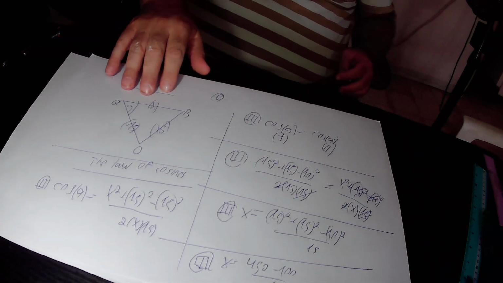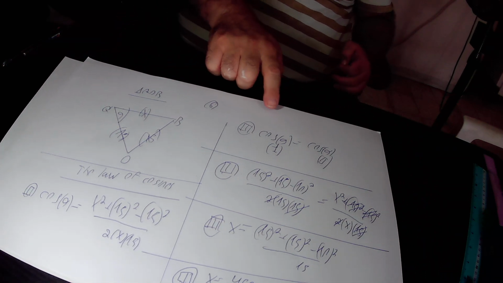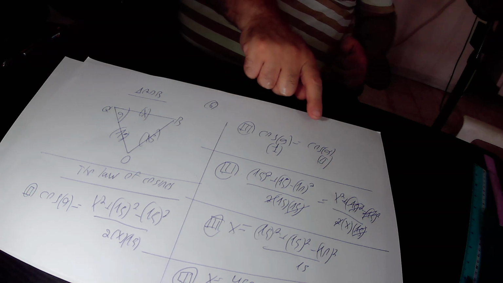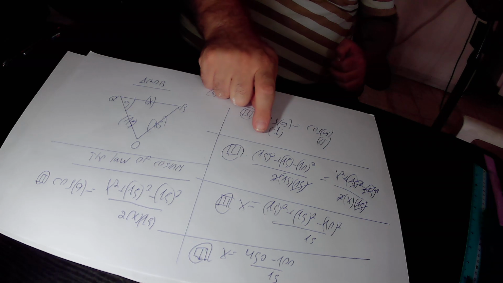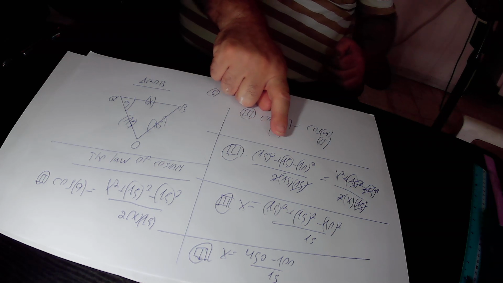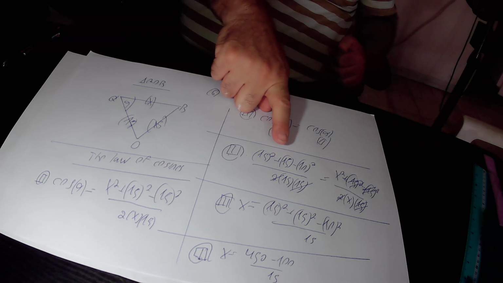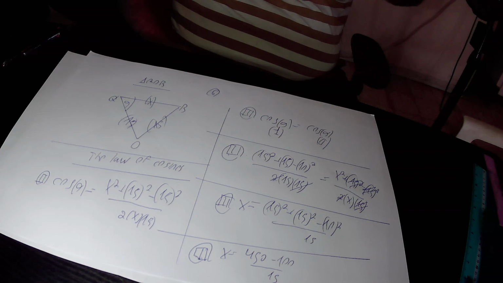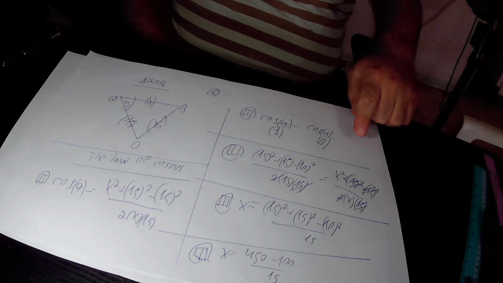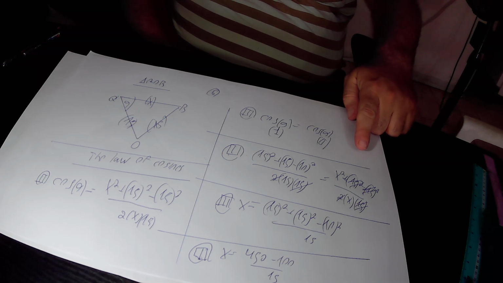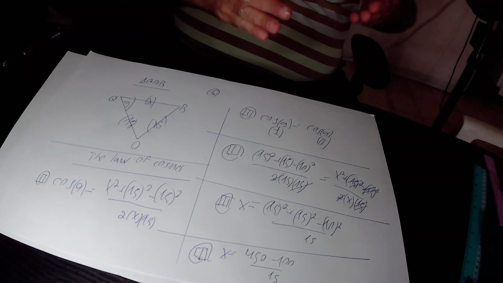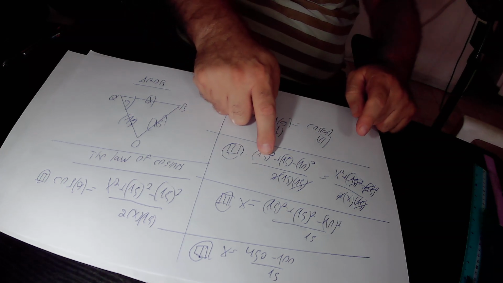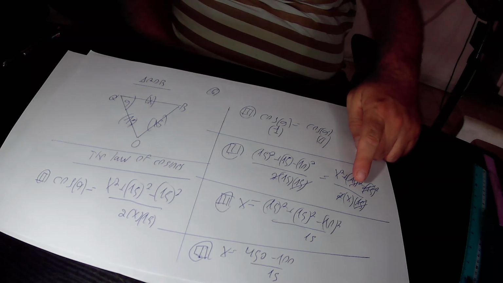In the next step, we created equation 3, which states that cosine alpha according to equation 1 must be equal to cosine alpha according to equation 2. Cosine alpha according to equation 1 is 15 squared plus 15 squared minus 10 squared over 2 times 15 times 15, and it must be equal to x squared plus 15 squared minus 15 squared over 2 times x times 15.